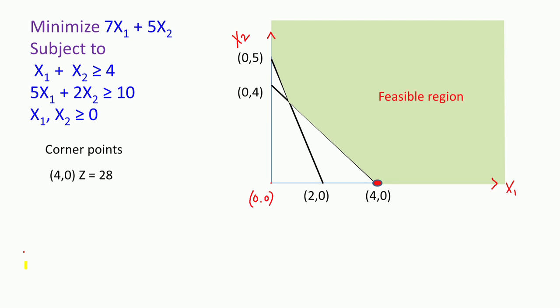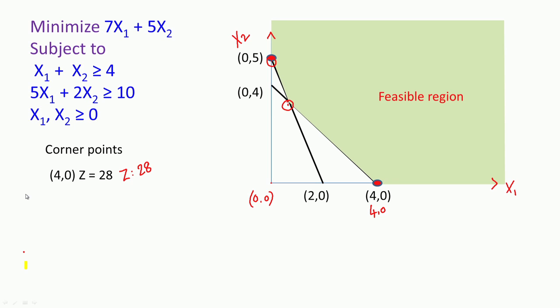Now, our feasible region has 3 corner points. The first corner point is given here, which is 4, 0. The other corner point is here, and the third corner point is 0, 5. So, at 4, 0, we evaluate the objective function, and the objective function value is z is equal to 28.